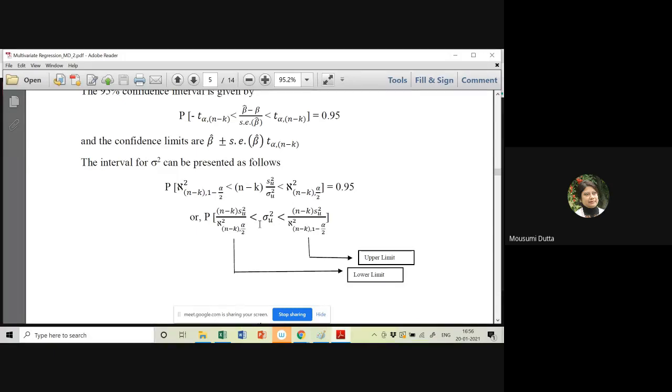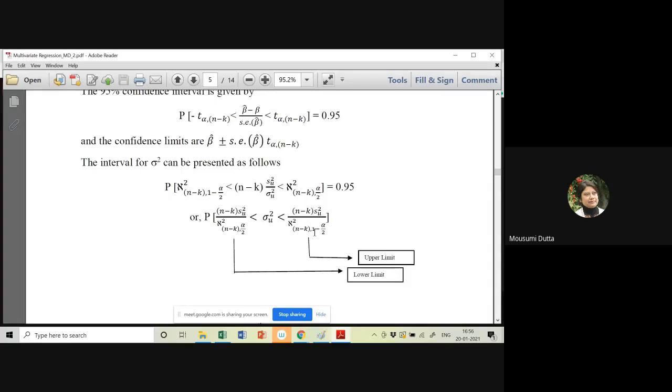If you want to maintain the sequence, that is, the left hand side is less than sigma square, less than this. All of you have an idea about how to consider the upper and lower limit for sigma u square. So complete all the steps in between. I have written the first step and the last step, and it is your task to complete all the steps in between, so that you clearly understand you are getting this component as the lower limit and this component as the upper limit.